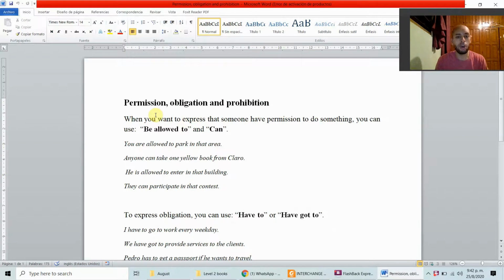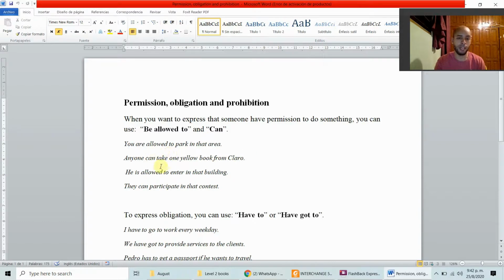So, when you want to express that someone has permission to do something, you can use be allowed to and can. Be allowed to, of course, be, we can replace be with am, is, are, as we know. You are allowed to park in that area. Are allowed to. So you can say be. Are is replacing be. Anyone can take one yellow book from Claro.